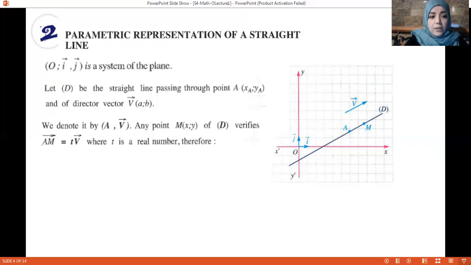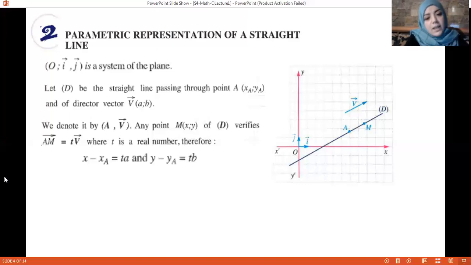And therefore, if you look at the representation that we have, AM equals tV, then x minus xa equals ta. What's x minus xa? The x component of M is x, then xM minus xa. xM is x and xa is xa, equals t times the x component of v, which is a. The same concept if we want to find the y coordinates. So we say that yM minus ya equals t times the y component of v. That gives y minus ya equals tb.